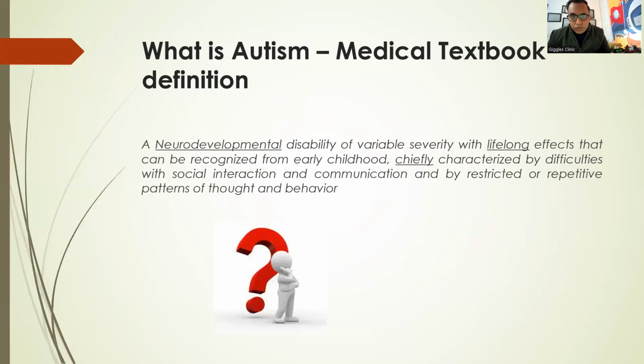So this was the definition of autism as per the medical textbook. It's a neurodevelopmental disorder, a disability of variable severity with lifelong effects that can be recognized from early childhood, chiefly characterized by difficulties with social interaction and communication and by restricted or repetitive patterns of thought and behavior. So now I think it's time that we should give a revamp to this definition of autism in our medical textbooks.